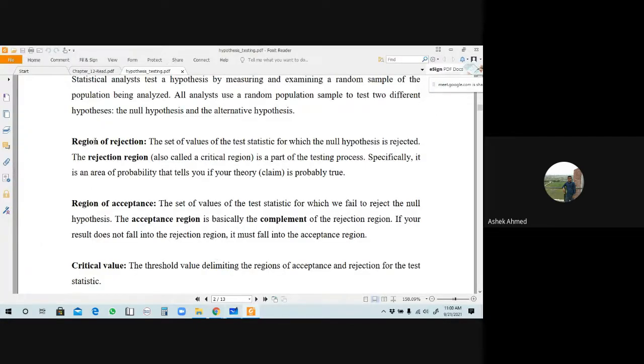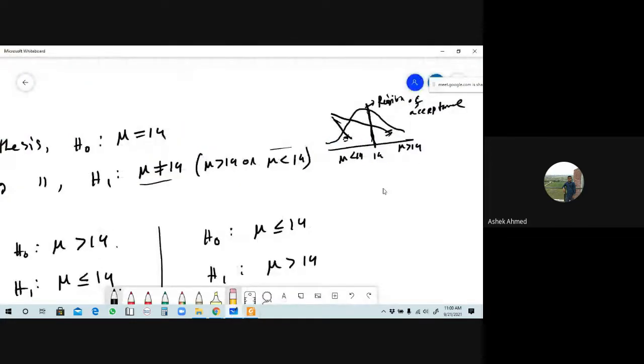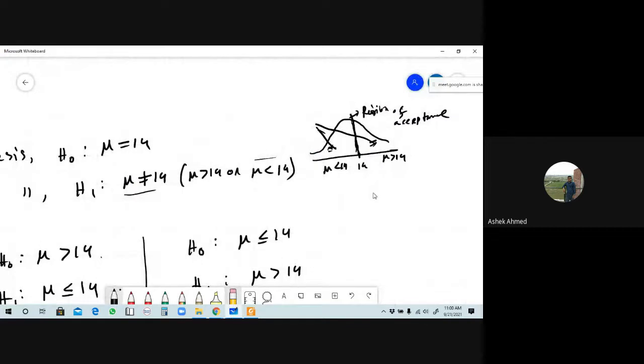The region of rejection represents where the null hypothesis is rejected. It is the set of values for which the null hypothesis is rejected. The region in which the null hypothesis is rejected will be called the region of rejection.